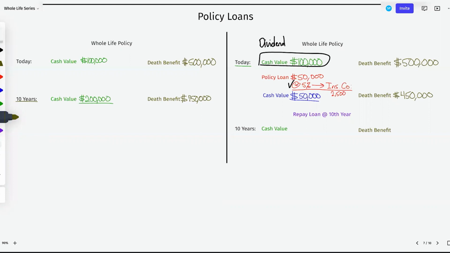So the question was this: why would the insurance company continue to apply a dividend rate or a dividend to my entire cash value as if I never touched it in the first place? And the answer to that question is one, there is a cost to borrow, and then two, the death benefit's collateralized.